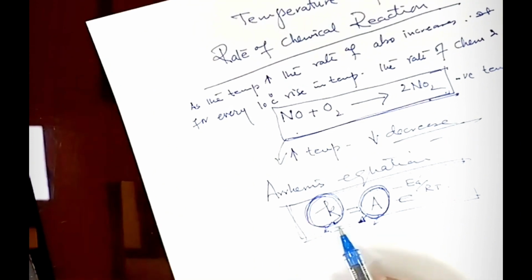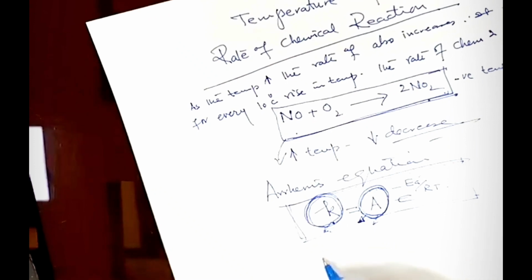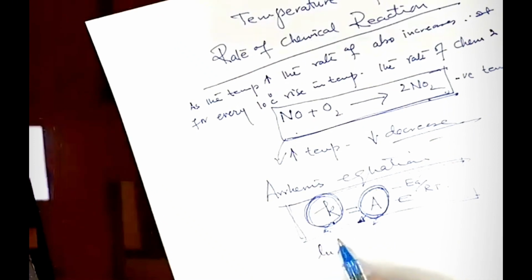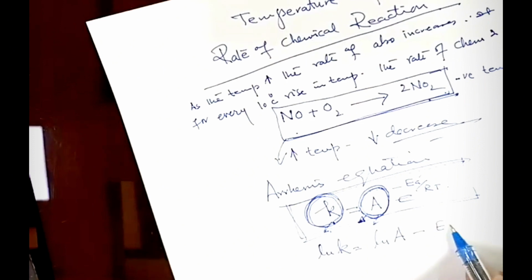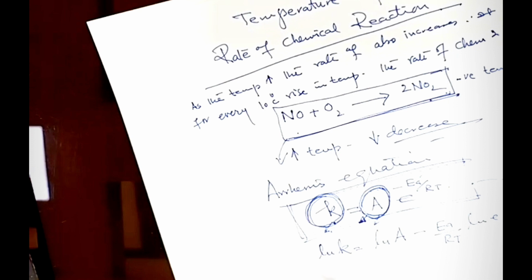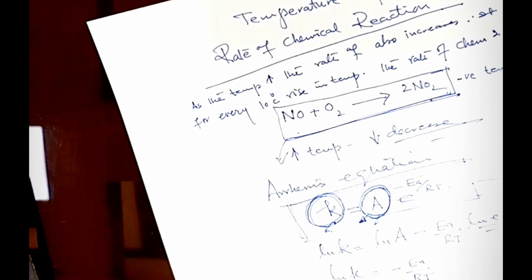the straight line equation, taking the log of K is equal to log of A minus Ea over RT log of e. This is this exponential equation and this is changed into the logarithmic form. Log natural, not common log. So log of K is equal to log of A minus Ea over RT, log of e is equal to 1.